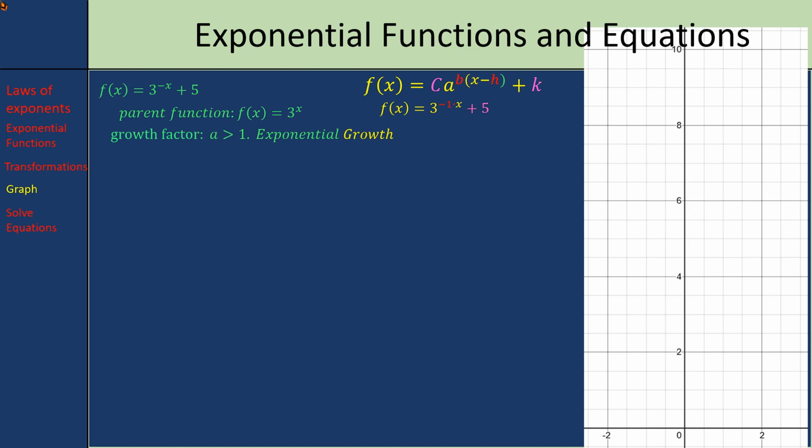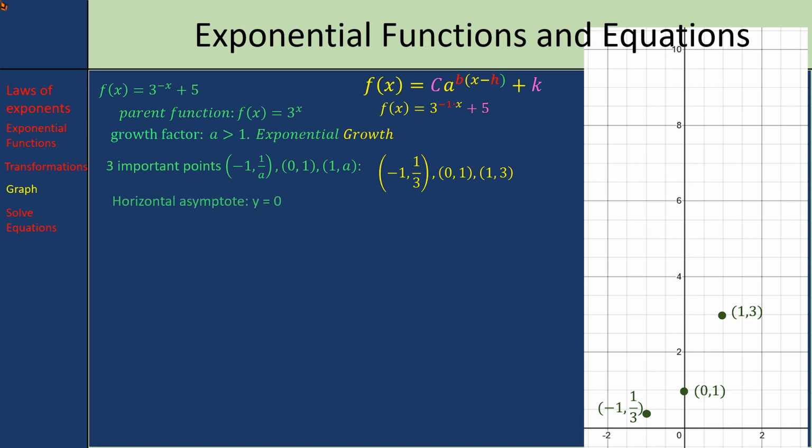So again, here A is larger than 1, so it is an exponential growth. My three important points are -1, 1 over A, 0, 1, and 1, A. So in this case, I have -1, 1 over 3, 0, 1, and 1, 3. So those points, there it is. I have my horizontal asymptote at 0, and then my graph goes that way.